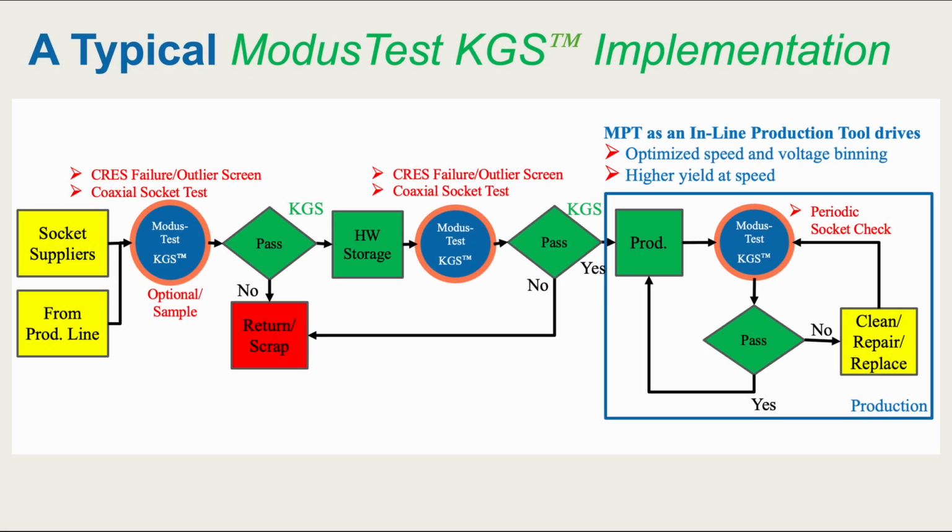This process shows how Modus Test KGS is used not only as an offline tool to ensure only known good sockets enter the production line, but also as an inline production maintenance tool to achieve optimized speed and voltage binning and higher yield at speed.